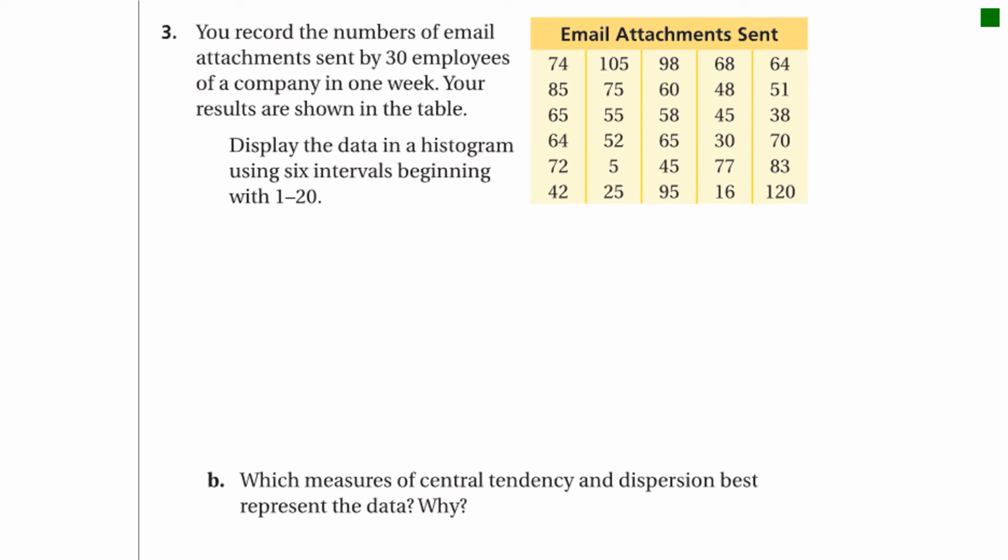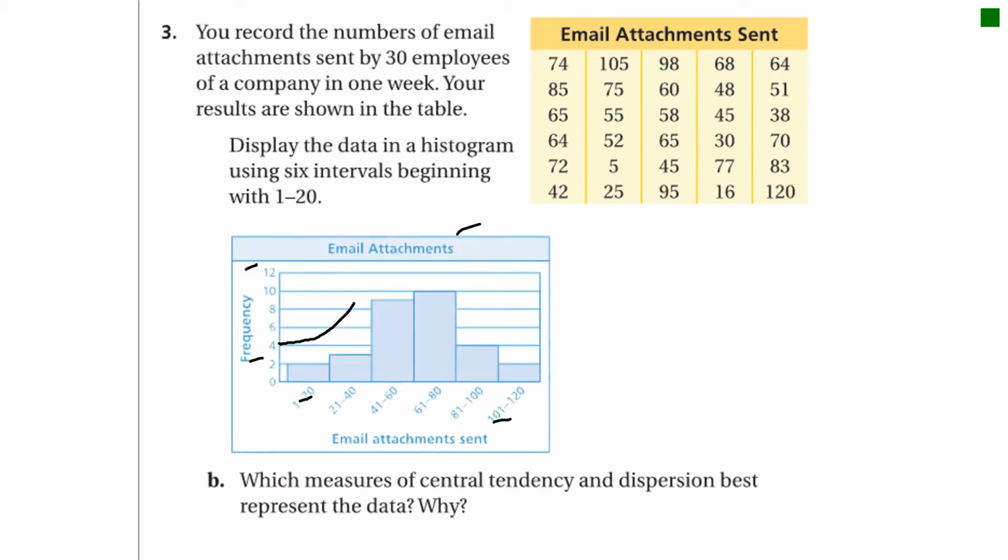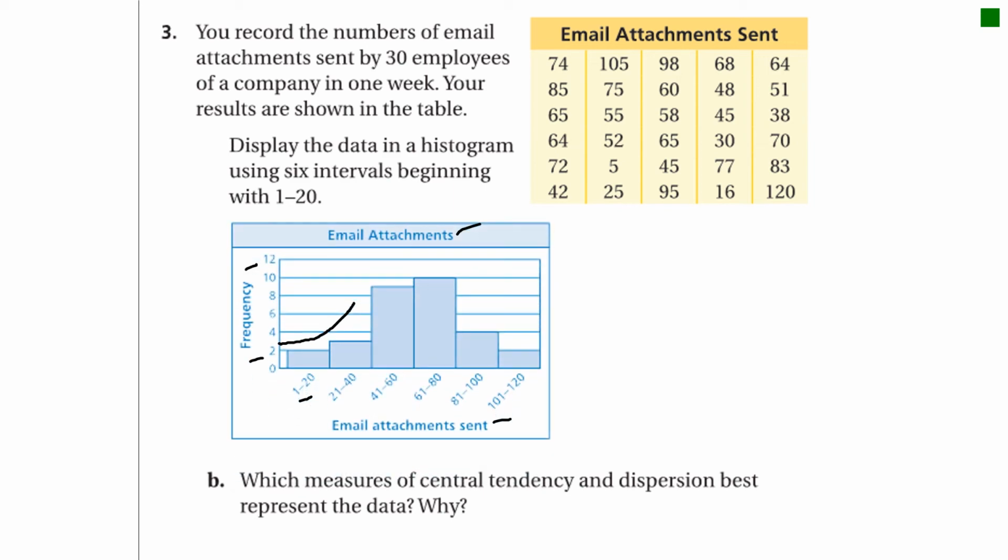Number 3, you're recording the number of email attachments sent by 30 employees of a company in 1 week. Your results are shown in the table. Display the data in a histogram using 6 intervals. Again, I had to use my computer to make these because mine would have come out really horrible. Here's what our histogram would look like. Make sure you have the titles for all that I just underlined. Now I'm going to outline the shape for part B. It says, which measures of central tendency and dispersion best represent the data and why?